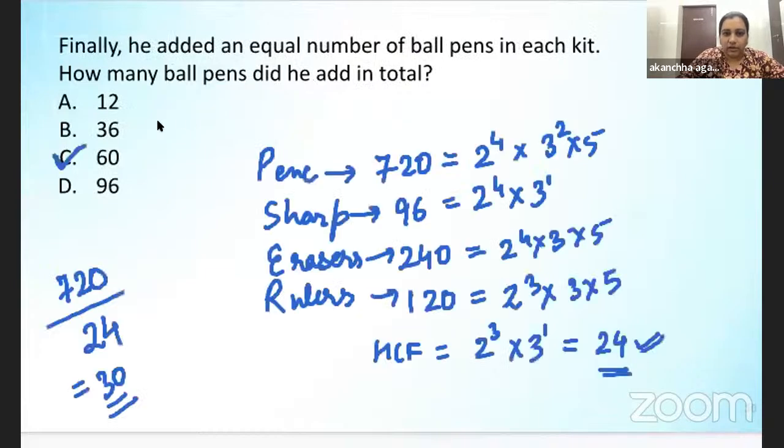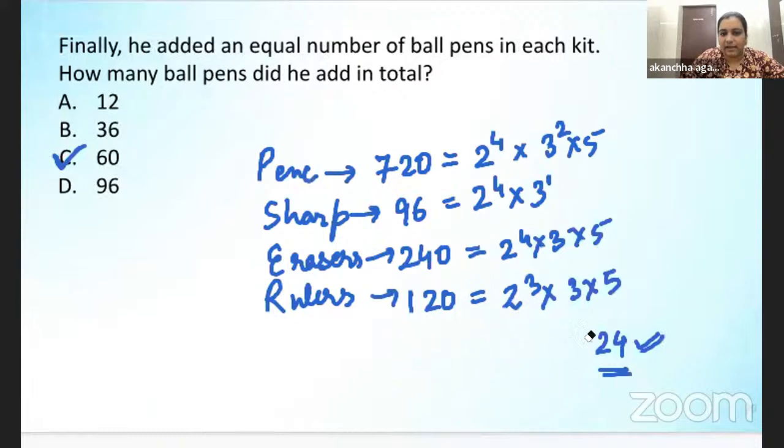And okay, the next problem again is here for you. Try it out. If he added an equal number of ball pens in the kit, how many ball pens did he add in total?